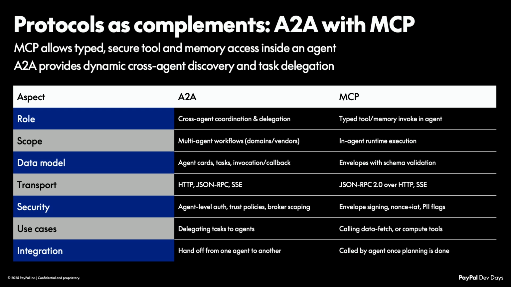And once that agent is called, then in the background, you could actually execute very specific and nuanced MCP toolkits, which now involve function calls and orchestration at the back end. So to that effect, you have some characteristics here. A2A is a cross-agent coordination and delegation mechanism. MCP is more typed tool and memory invocation in the agent. So it's right behind the agent, and it helps with the more granular orchestration and heavy lift.